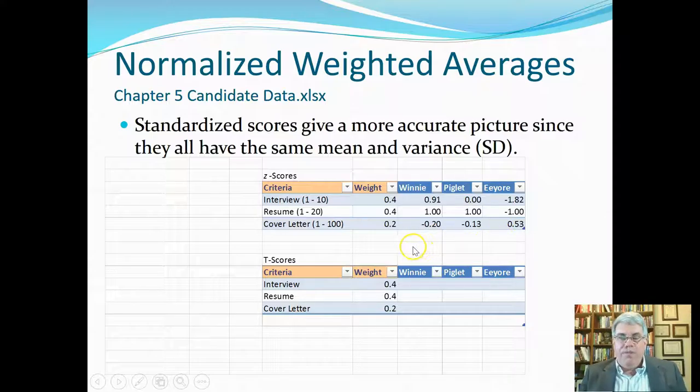So we've got some weights here. We want the interview and the resume to count for about 40% each and the cover letter for 0.2. And now let's convert these to T-scores before we do the weighted average.